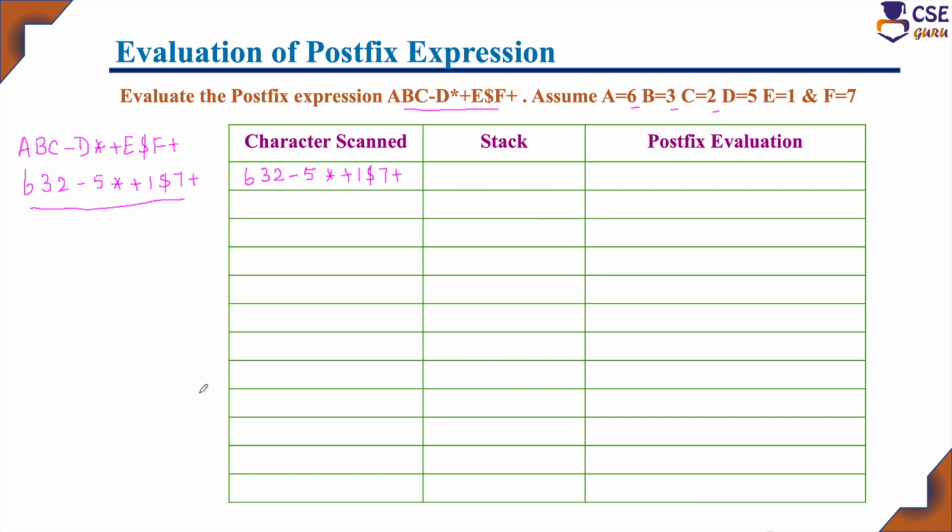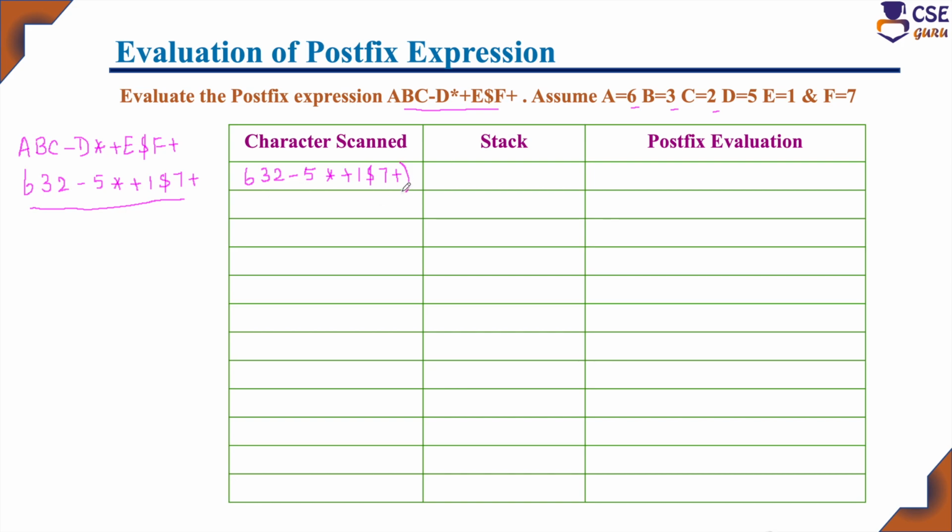And we know the algorithm. The first step is to add a closed parenthesis at the end of the postfix expression. This represents the end of the postfix expression. In every step we will scan each character, and when it reaches the input character closed parenthesis, it represents the end of the expression evaluation. There is no more input character to scan. That is the meaning.